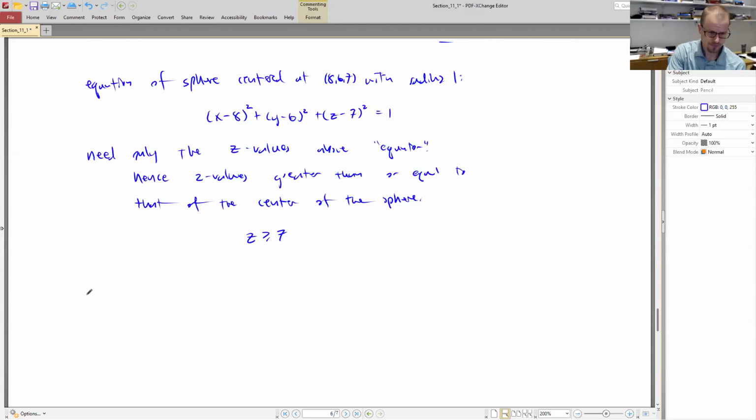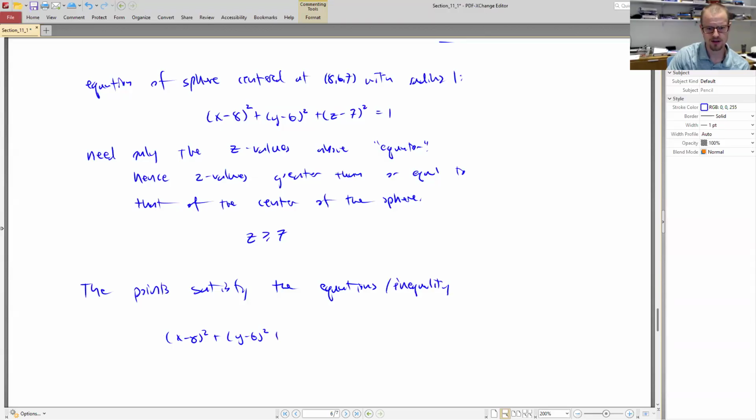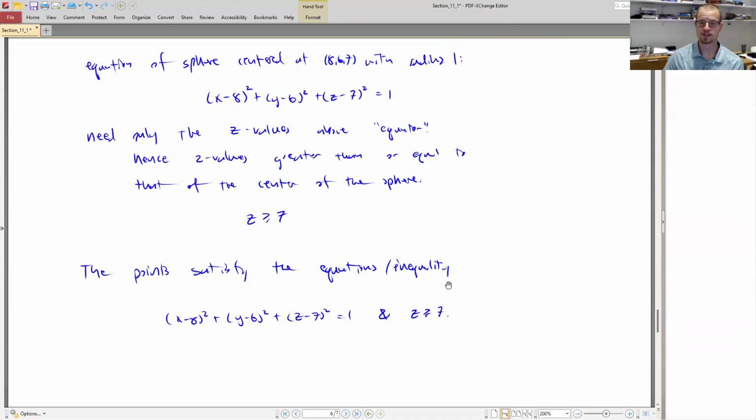So the points are described by, or the points satisfy, just to put these two things together in one statement, the equation and inequality of x minus 8 squared plus y minus 6 squared plus z minus 7 squared is equal to 1, and z is greater than or equal to 7. And that's all that we're looking for.